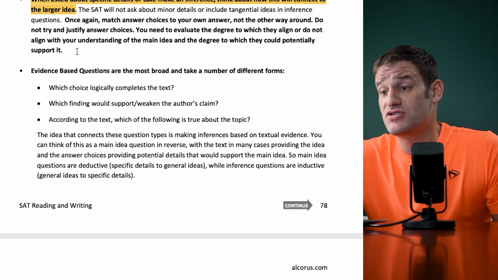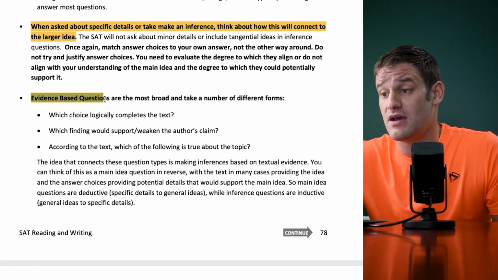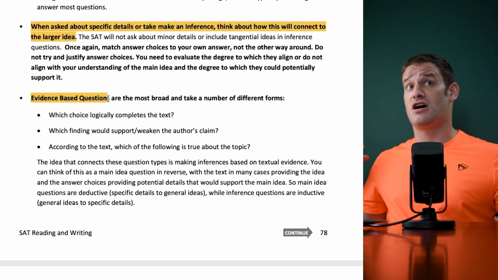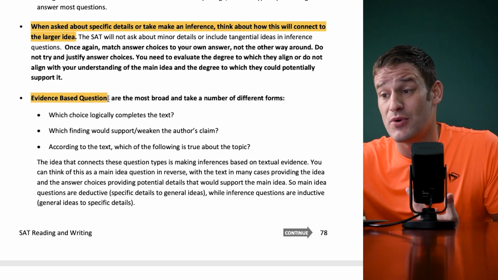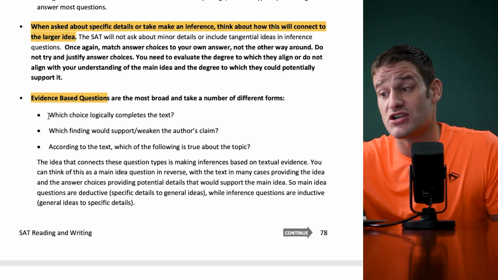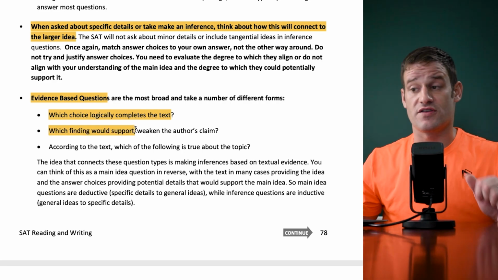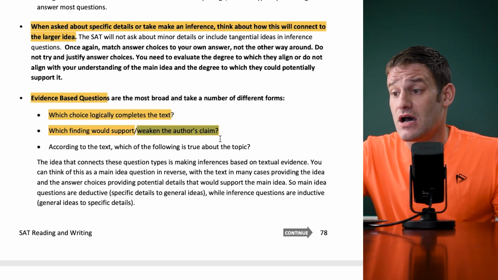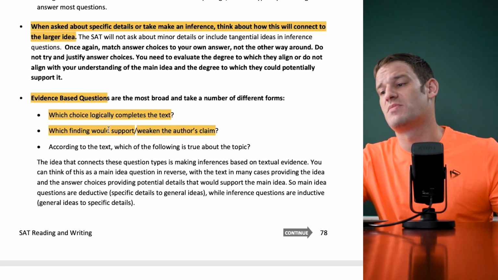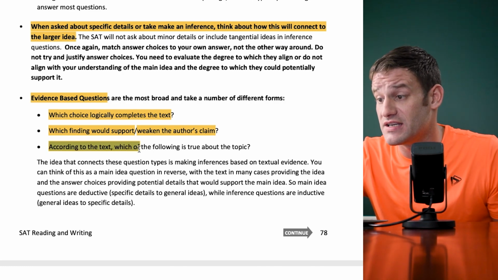Now, just the forms that evidence-based questions can take. It's a very broad type of question, and it can take a lot of different forms. The common ones, though, are like which choice logically completes the text, or which finding would either support or weaken. It's going to be one or the other, obviously not both. And then according to the text, which of the following is true about the topic. So again, just what detail would support those larger ideas.